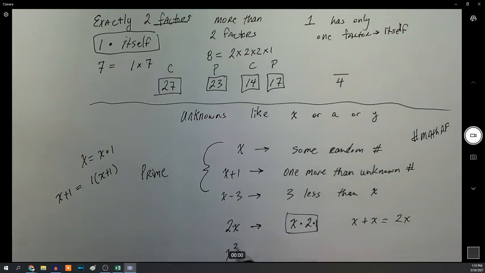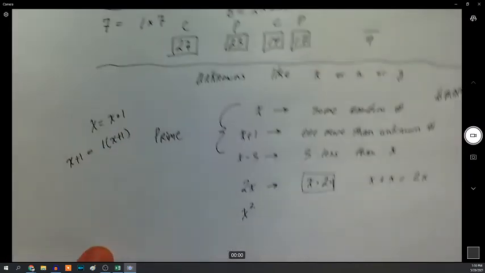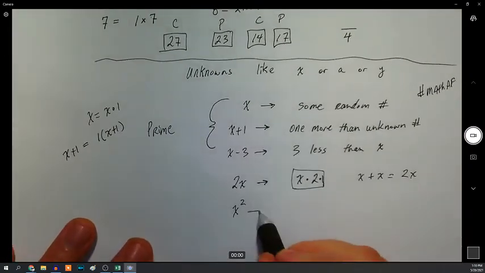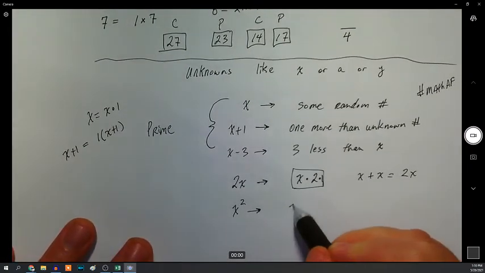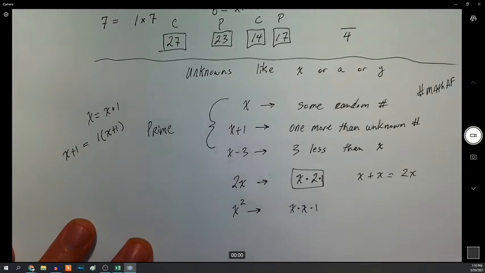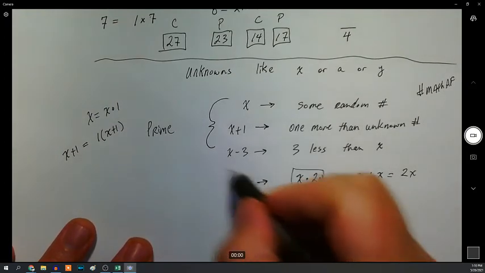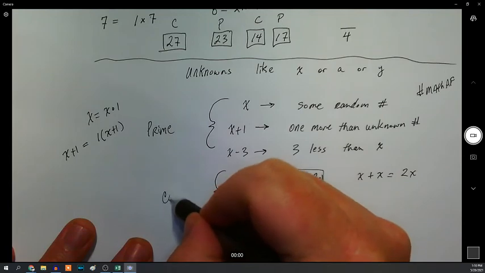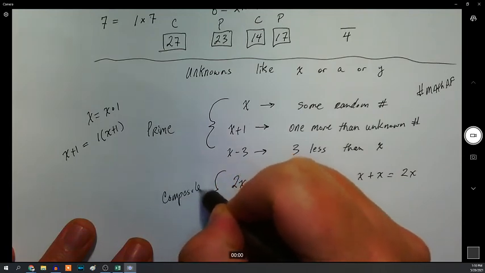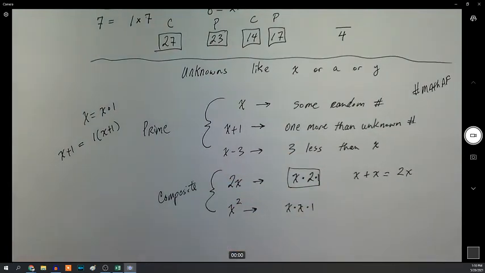Or, how about our good old buddy x squared? X squared is composite because that's x times x, and of course times 1, right? So these are both composite regardless of whatever x turns out to be. So, yeah, there we go.